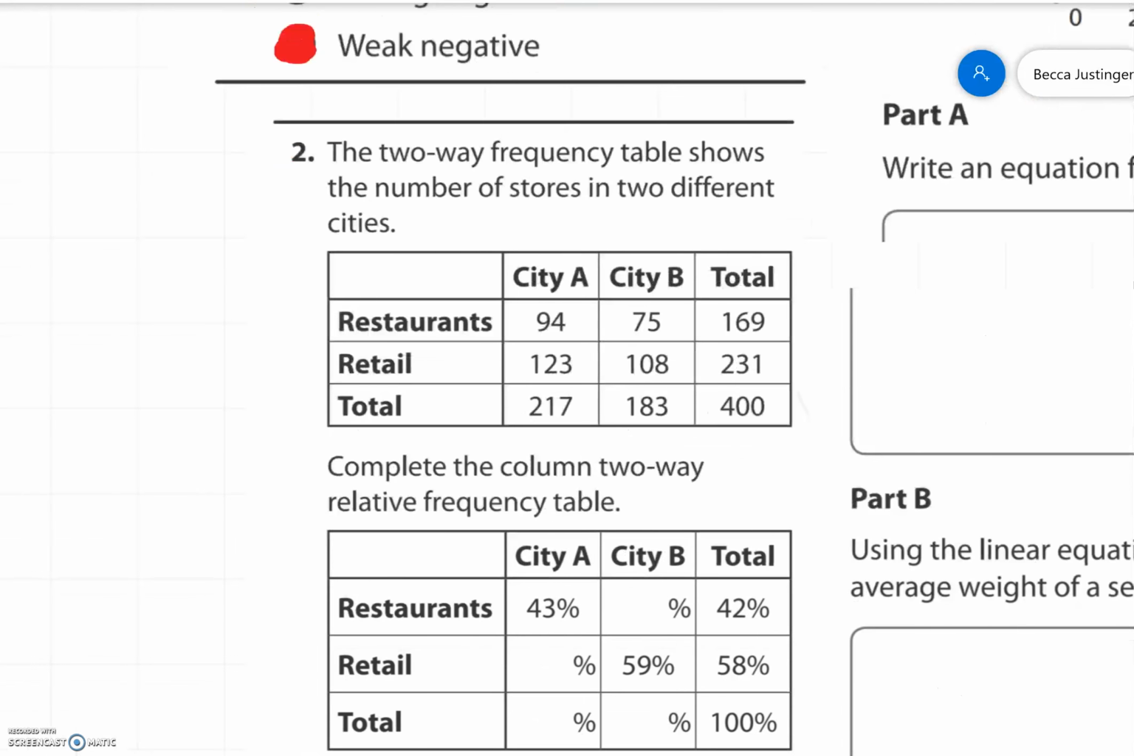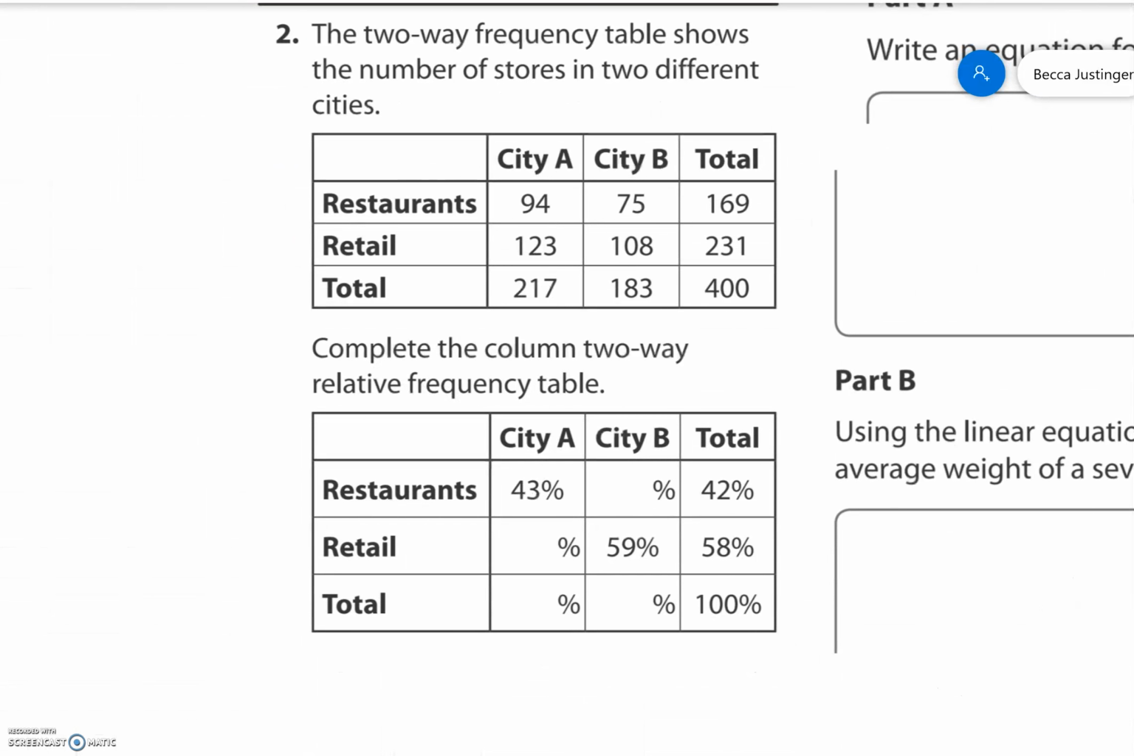Number 2. The two-way frequency table shows the different numbers of stores in two different cities. Complete the column two-way frequency table. Since it's asking for the column two-way frequency table, we're just going to be looking at the individual columns. Please be careful to read. So remember, relative frequency is when we find the percentage, so we have to divide.